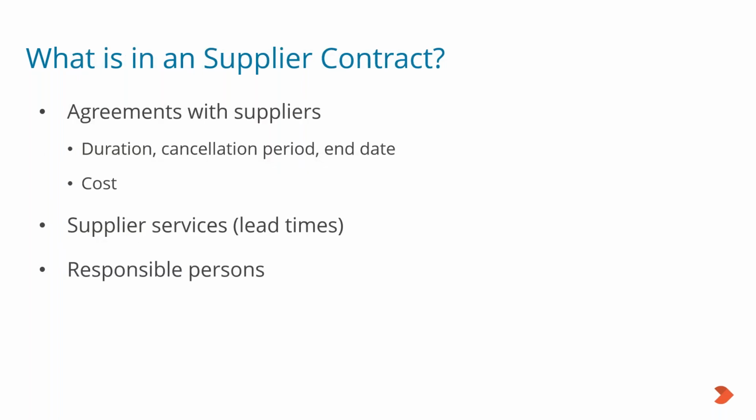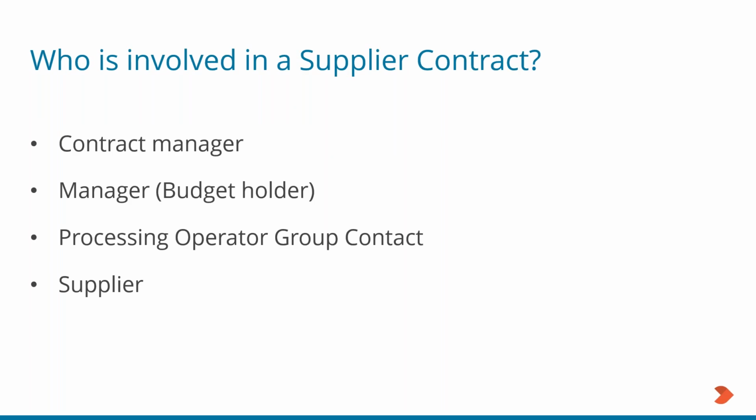And what is in a supplier contract? So I've already alluded to some of these points, and we've got our agreements with suppliers where we've captured our specific dates, the costs associated, and details of the service that they're providing, with lead times for a resolution if they're also involved in our incident management process. And finally, we'll capture the contacts of the responsible persons associated with the contract. And who might those people be?